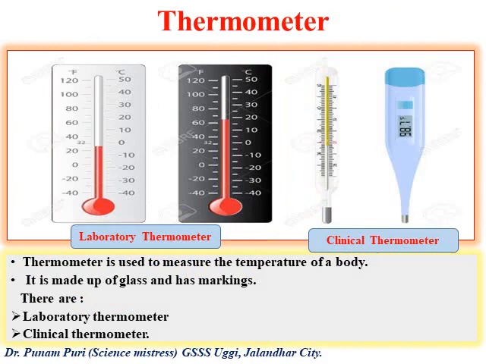Thermometer. Thermometer is used to measure the temperature of a body. It is made up of glass and has markings. So there are two types: laboratory thermometer and clinical thermometer, which are shown above in the figure.